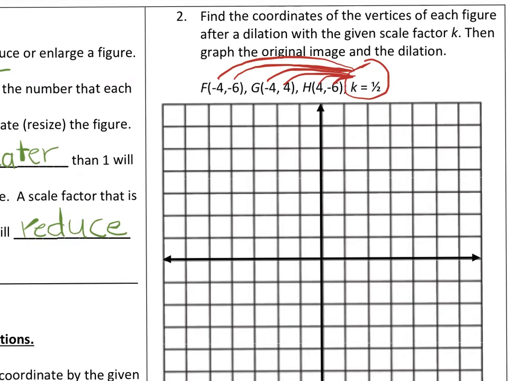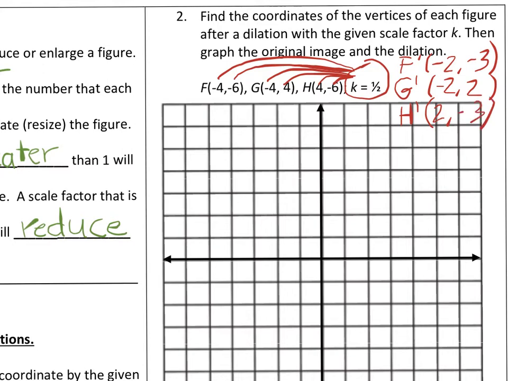So the new F coordinate, F prime, half of -4 is -2, and half of -6 is -3. So that's my new F coordinate. G prime, if I multiply each one of those by half, half of -4 is -2, and half of 4 is +2. Then H prime, half of 4 is 2, and half of -6 is -3.